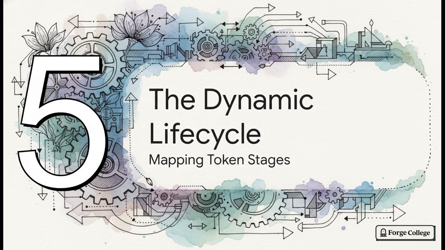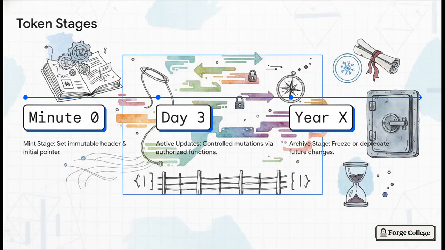Let's look at Section 5, the dynamic lifecycle. You see, dynamic NFTs aren't just born and then immediately forgotten. Because they change, they have to follow a very specific mechanical operational life cycle. You can trace the life of a token through these 3 distinct stages. Minute 0 is the mint stage. That's where you set that immutable header we just talked about. Then comes the Wild West, the active update stage, which runs from day 1 to year X. Listen, every single mutation during this window needs strict rules and bounds. And finally, the archive stage, where you explicitly freeze the metadata so it basically becomes a permanent historical artifact.